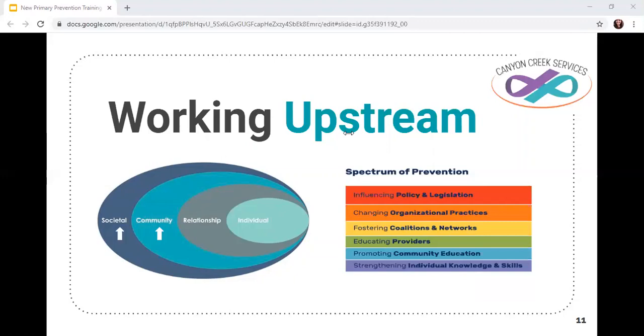On the right-hand side, we see the spectrum of prevention. This goes from strengthening individual knowledge and skills, promoting community education, educating providers, fostering coalitions and networks, changing organizational practices, and influencing policies and legislation. We must address prevention at all levels of the spectrum, as well as the social ecological model, in different ways using different strategies in order to have effective prevention programming.